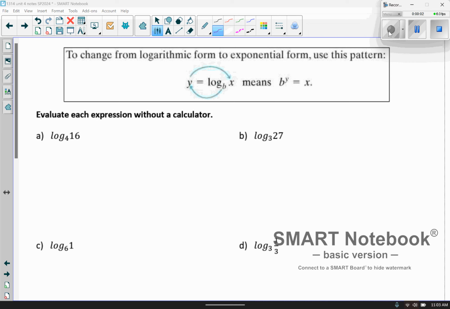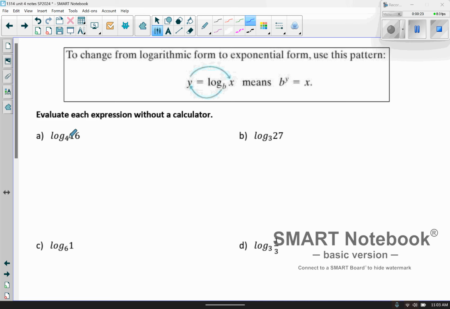Okay, so now what we're going to do is evaluate these expressions, and as you can see, it says to do it without a calculator here. Sometimes we will have to use a calculator, but on these we shouldn't have to, and you're expected not to. So remember from the previous video, you can convert to exponential form.